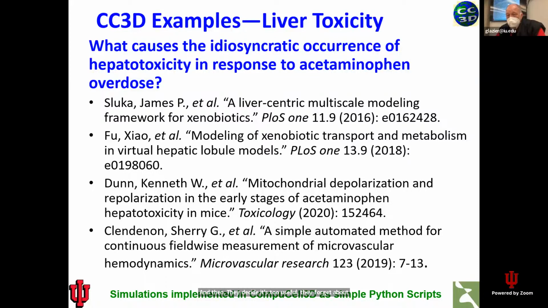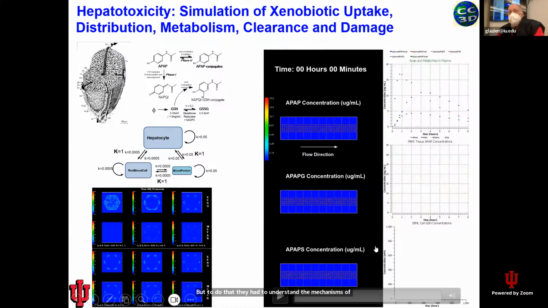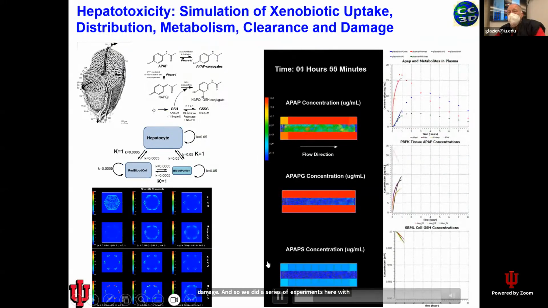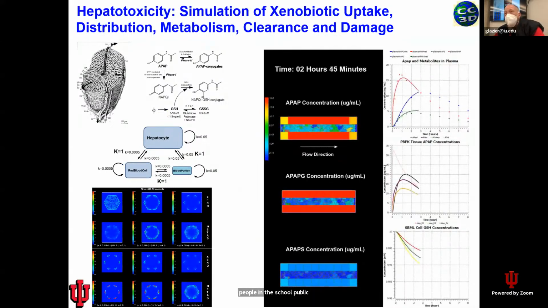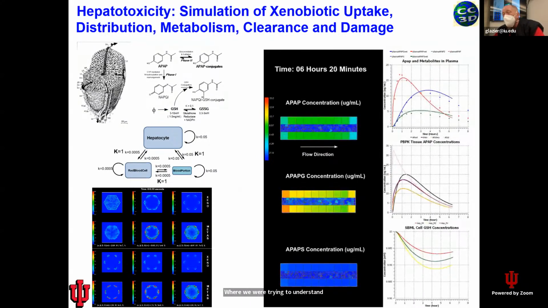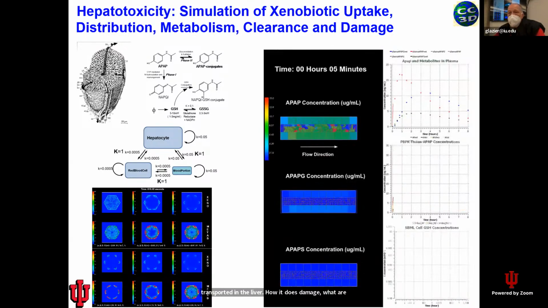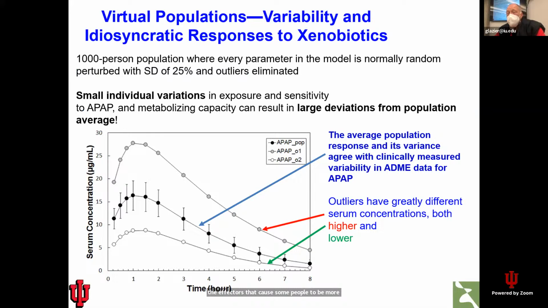The EPA actually came to us to talk about whether they could ban Tylenol as a pollutant. But to do that, they had to understand the mechanisms of damage. And so we did a series of experiments here with people in the School of Public Health and then simulations where we were trying to understand how Tylenol is transported in the liver, how it does damage, what are the effectors that cause some people to be more vulnerable and when. That project of ours was trying to understand population variability.